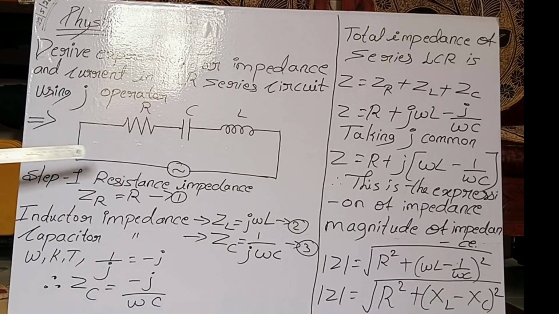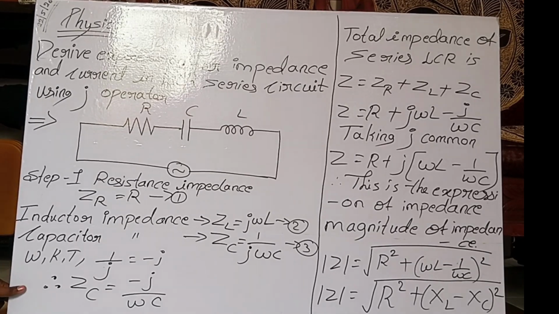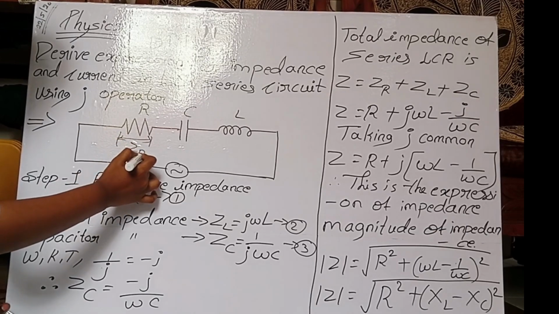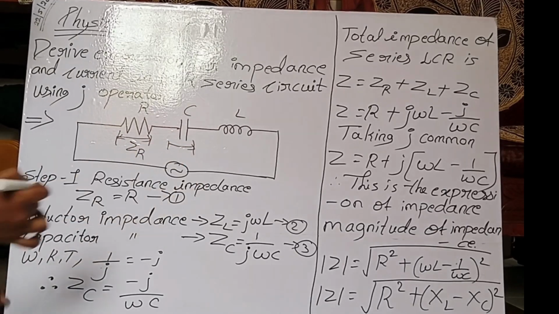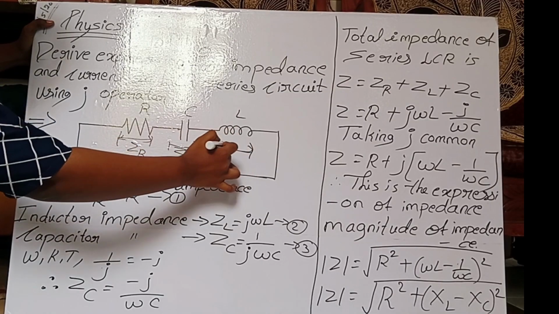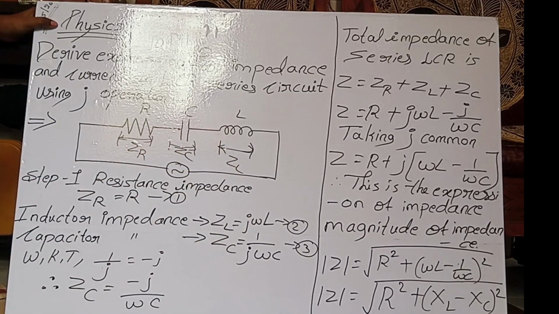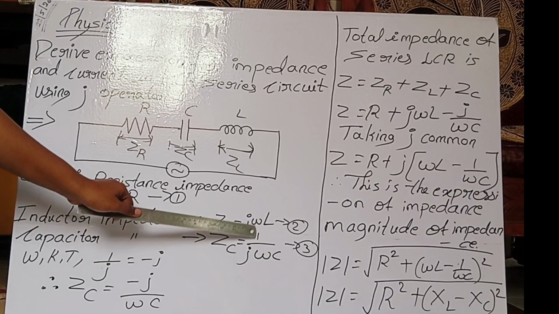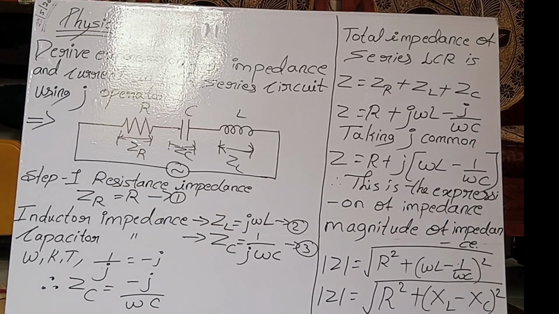In the first step, we need to write the expression for resistance impedance. Here this is ZR, here we are taking it as ZC, and here we are taking it as ZL. If you write the expression, resistance impedance is ZR equal to R, and inductor impedance is ZL equal to J into omega into L.